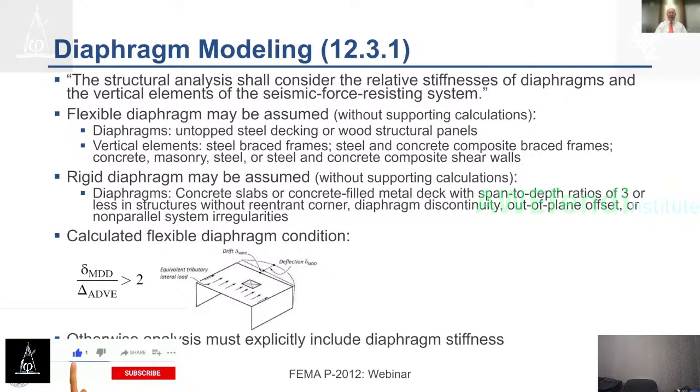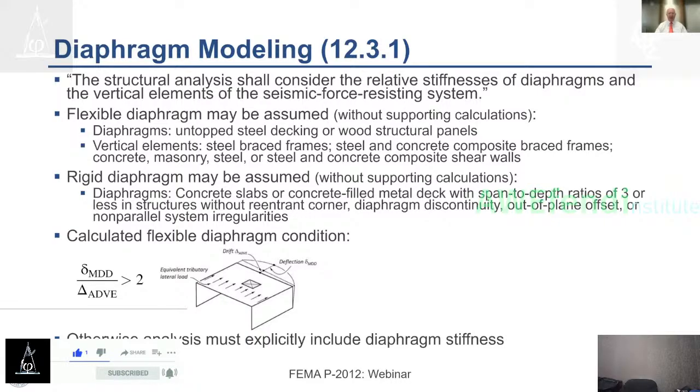In ASCE 7-22, the big idea is the first bullet. The structural analysis shall consider the relative stiffnesses of the diaphragms and the vertical elements of the seismic force-resisting system. So we can't think about the vertical elements in isolation. We need to think about how the diaphragms tie them together and how those various stiffnesses interact. But we mentioned before that although structural analysis and seismic response may be a complex problem, there are ways that we can simplify it at times.